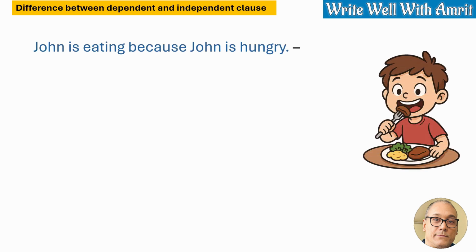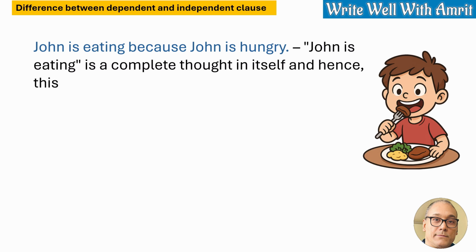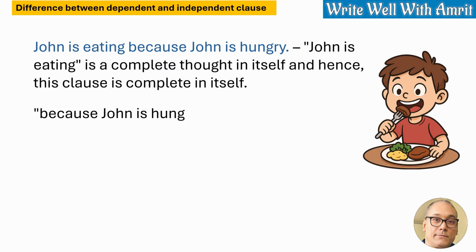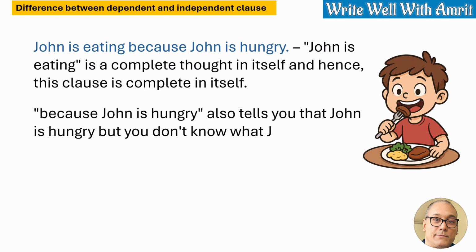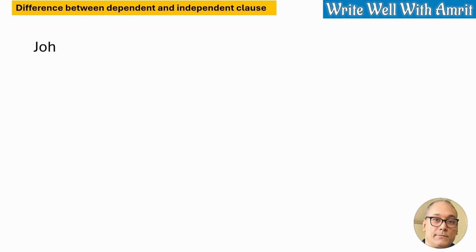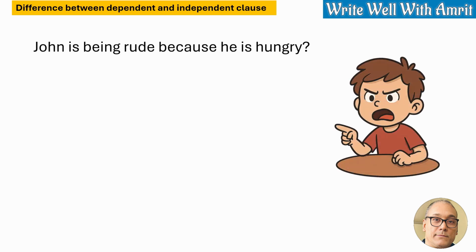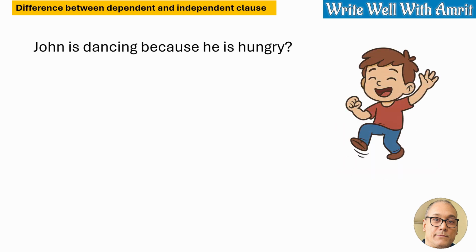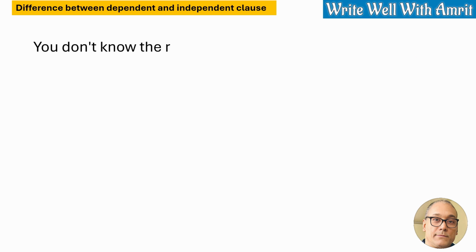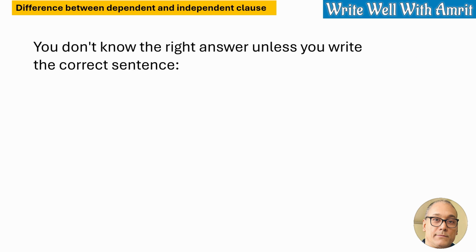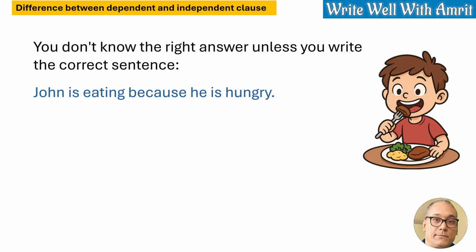John is eating because John is hungry. John is eating is a complete thought in itself, and hence this clause is complete in itself. Because John is hungry also tells you that John is hungry, but you don't know what John is doing because he is hungry. John is being rude because he is hungry. John is dancing because he is hungry. You don't know the right answer unless you write the correct sentence. John is eating because he is hungry.